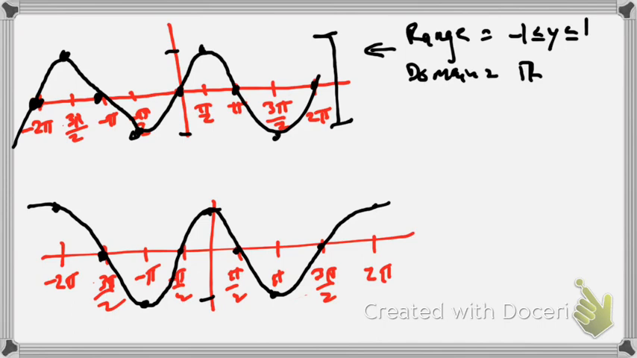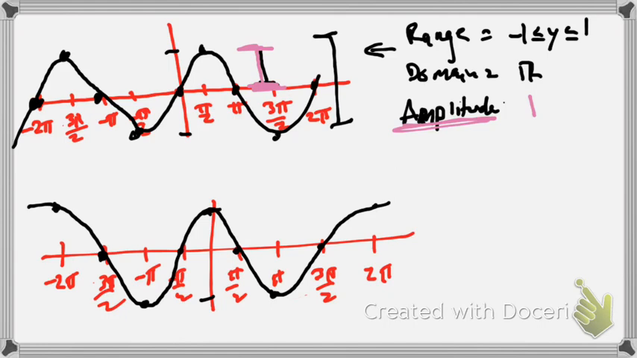Okay? Now the amplitude of this. Amplitude is talking about the height from the x-axis to the top of the curve, or it could be the x-axis to the bottom of the curve. They're symmetrical, so it doesn't matter. So the amplitude in this case was 1. Okay?